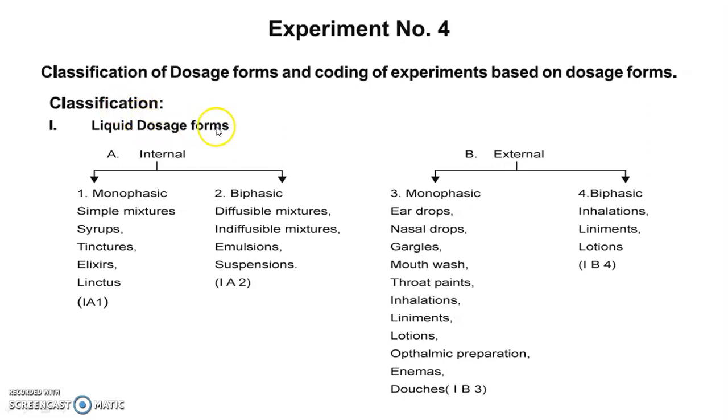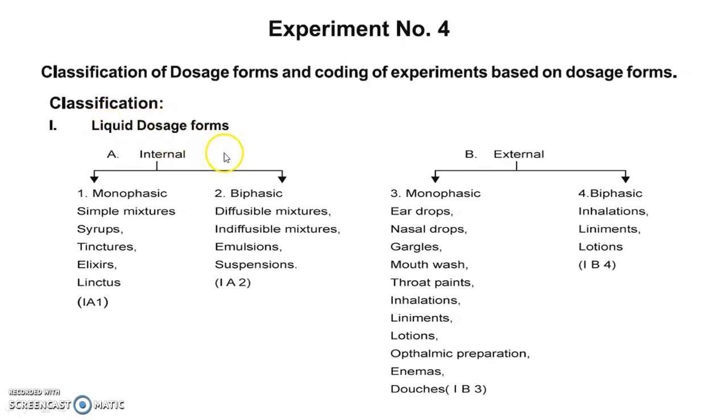First of all, we must know that dosage forms are classified according to two parameters. The first classification is according to its physical state of matter, that is solid, liquid, semi-solid, and gaseous. The second classification is based on the route of administration of the drugs. So that is about the classification of dosage forms. Let's discuss especially the liquid dosage forms.